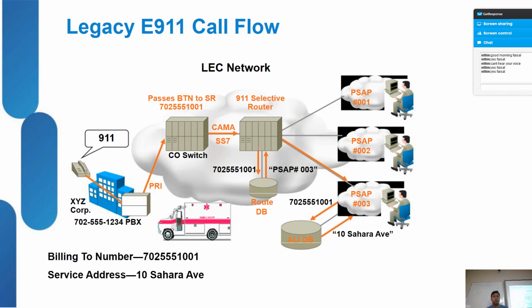Now, a legacy 911 flow, this is the building. You could be calling from the 5th floor, 10th floor, 9th floor, washroom, or 2nd floor, elevator, you got stuck, whatever. You call 911. The call will go over the PRI link to the service provider, right? The service provider will then check your caller ID and send that call to the comma interface or SS7 to the selective router. The selective router talks to the database to try to find out the caller ID.